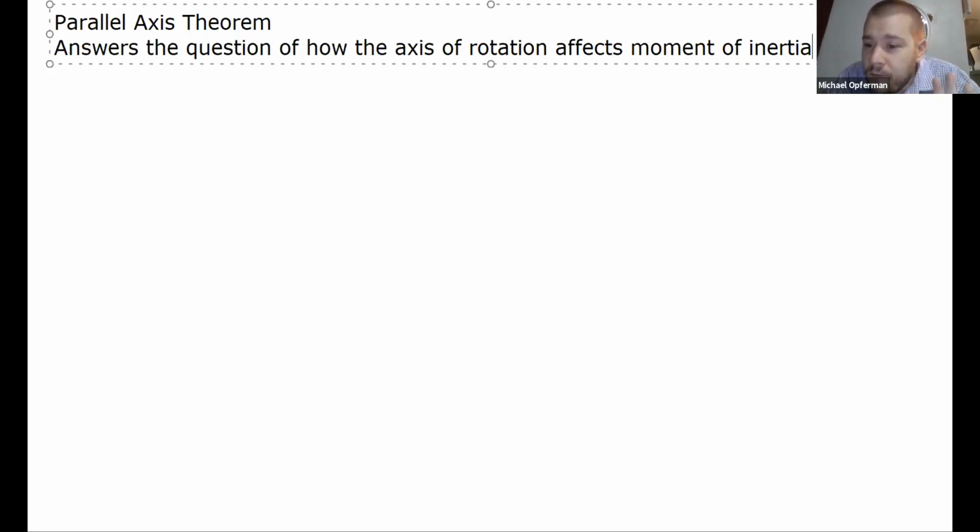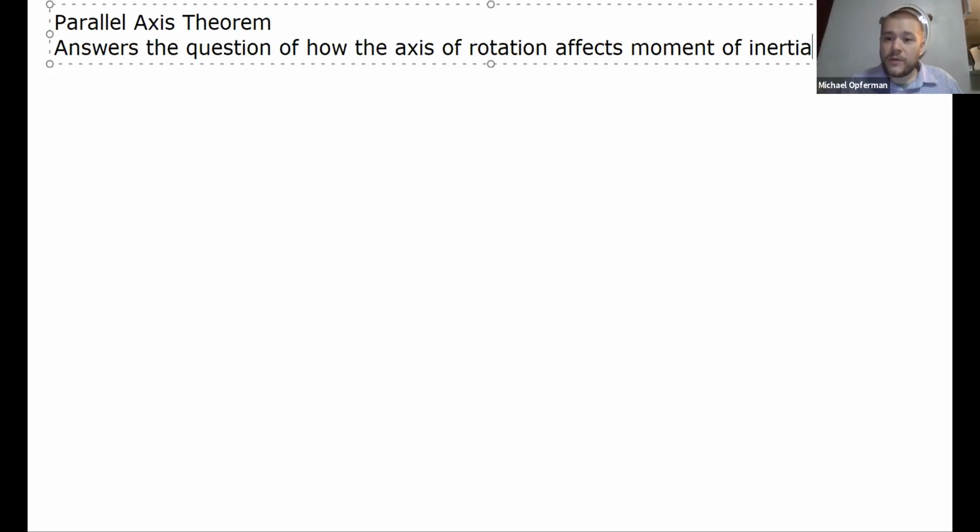So when you have a situation where you know the moment of inertia for a given size and shape and mass of an object, you'll notice when we talked about looking up moments of inertia in that table, all the entries in that table made the assumption that the axis of rotation is passing through the center of the object. So what if the axis of rotation is not passing through the center of the object? How do you handle that? That's what we're answering here.